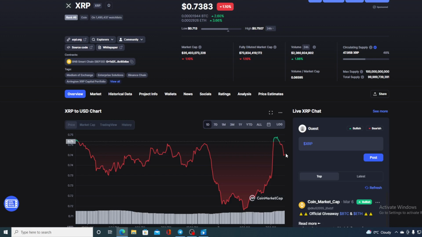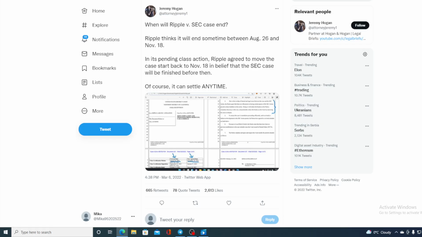situation in Ripple's community. And that's, of course, the SEC versus Ripple lawsuit. Let's see what attorney Jeremy Hogan tweeted about it. When will the Ripple versus SEC case end? Ripple thinks it will end sometime between August 26 and November 18. In its pending class action, Ripple agreed to move the case start back to November 18 in belief that the SEC case will be finished before that. Of course, it can settle anytime.